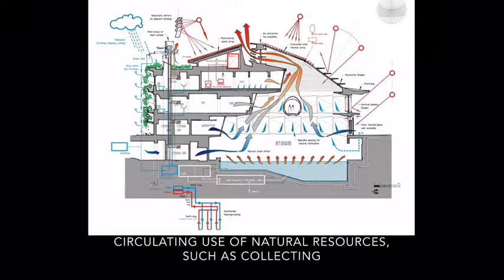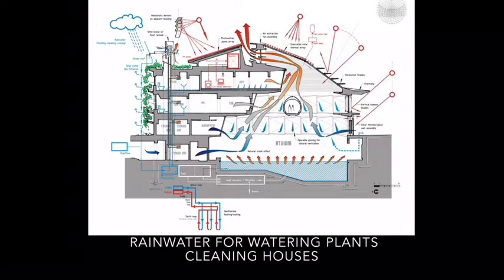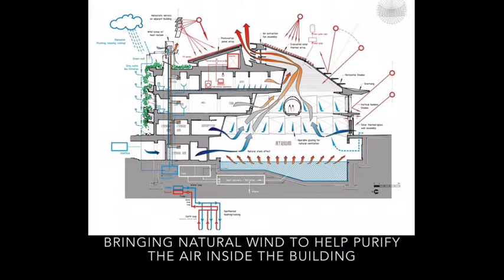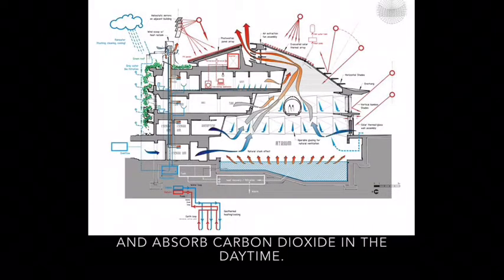Circulating use of natural resources, such as collecting rainwater for watering plants and cleaning the house. Bringing natural water to help purify the air inside the building, and the use of trees to filter dust and absorb carbon dioxide in the daytime.